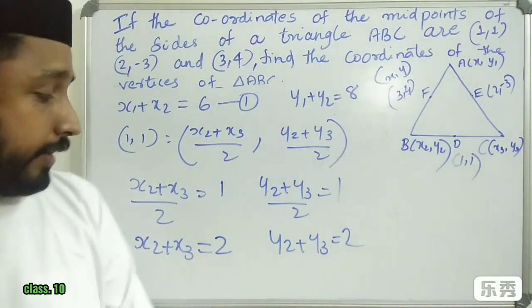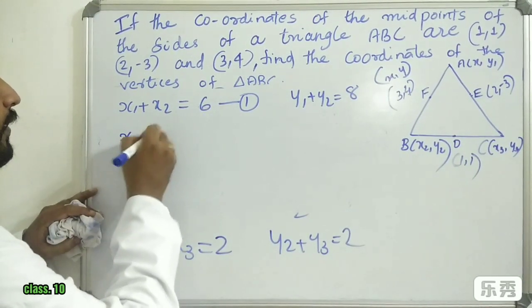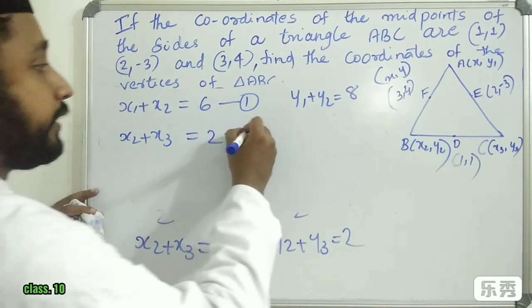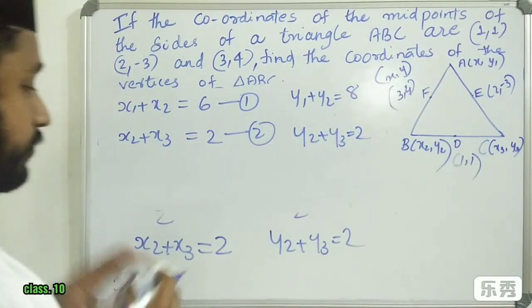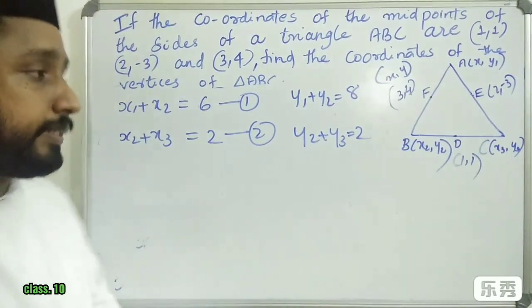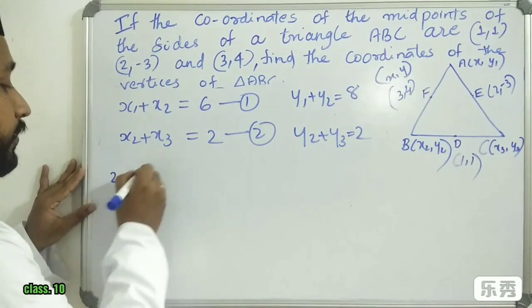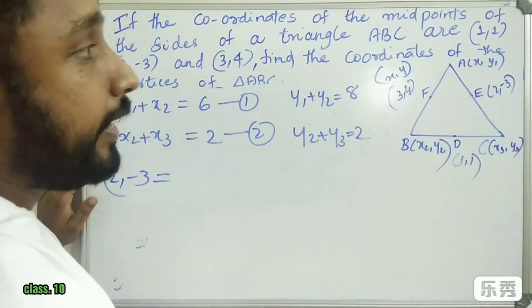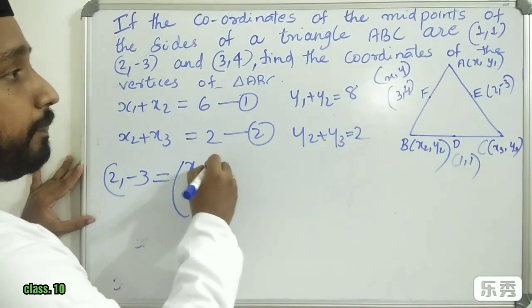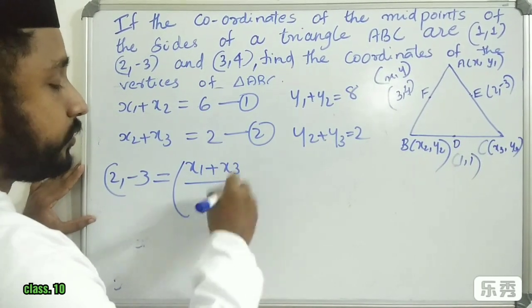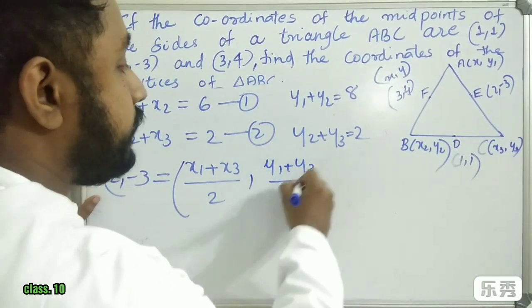So we have another set of equations: x2 plus x3 is equal to 2, equation number 2, and y2 plus y3 is equal to 2. Now we consider the last line segment, with midpoint (2, -3), for A (x1, y1) and C (x3, y3), which means x1 plus x3 by 2 and y1 plus y3 by 2.